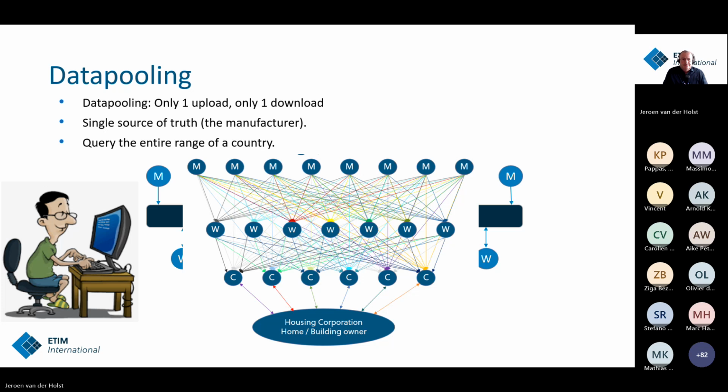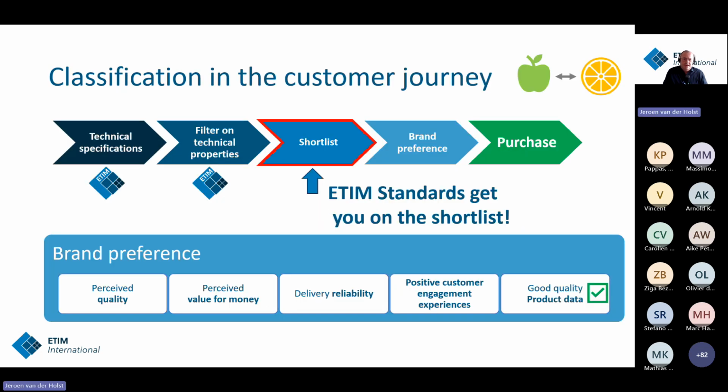Right about now, some of you might think that classification data allows customers to compare your premium quality product with cheap, low quality alternatives, hurting your business, like comparing apples with oranges. Well, I can tell from experience that is not how the customer journey works when buying technical products.